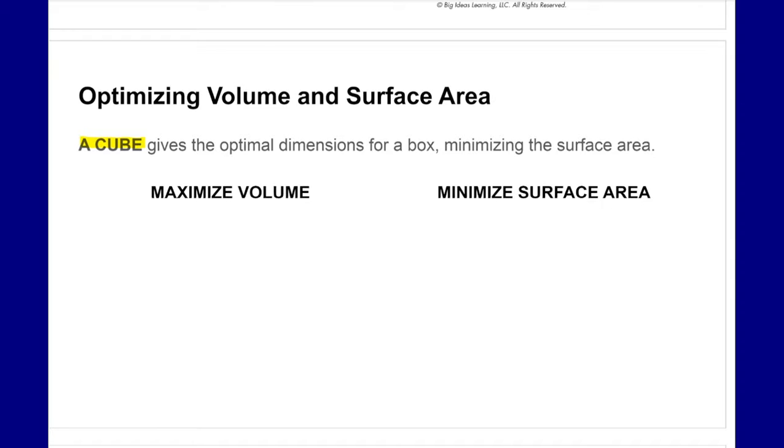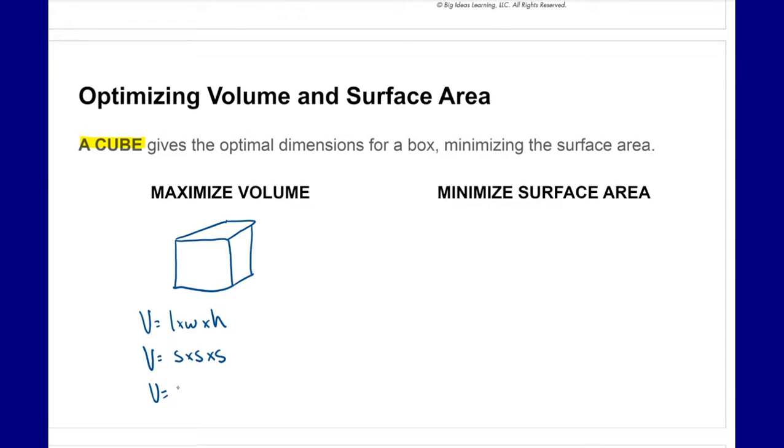When we're looking at a cube and trying to maximize the volume, we know the volume is length times width times height. Because it's a cube, all sides are going to be the same, so we could say side times side times side, or the volume of a cube is side cubed. The same value multiplied by itself 3 times, because all the dimensions are the same.